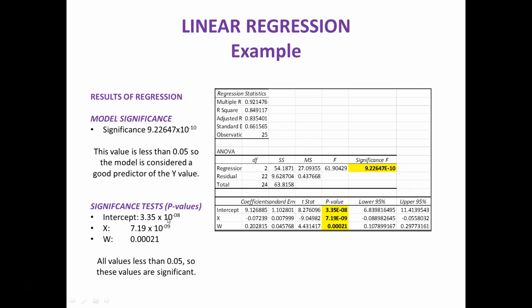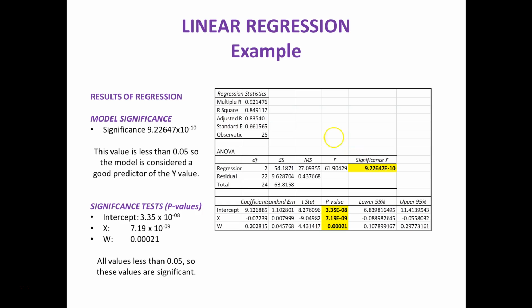Well, what else did we look at? We've already looked at the significance. Is the model any good? Well, we just look up here: 9.22 times 10 to the minus 10. That's a really small number. This tells us how good the overall model is. The best way to think about this number is as the probability that this model is actually bad. This number is really small, so that means there's a really small chance that this model is a bad model.